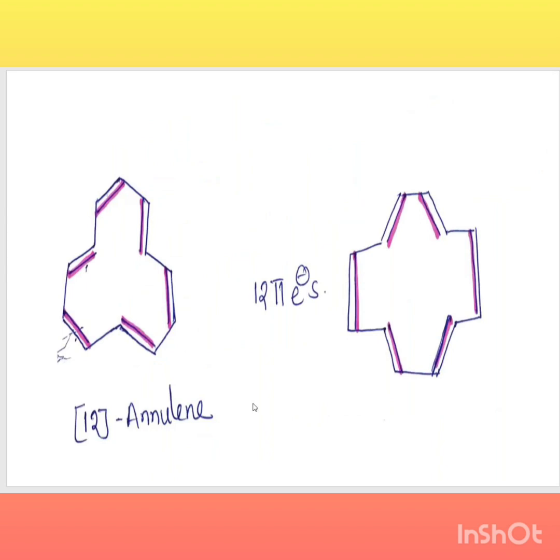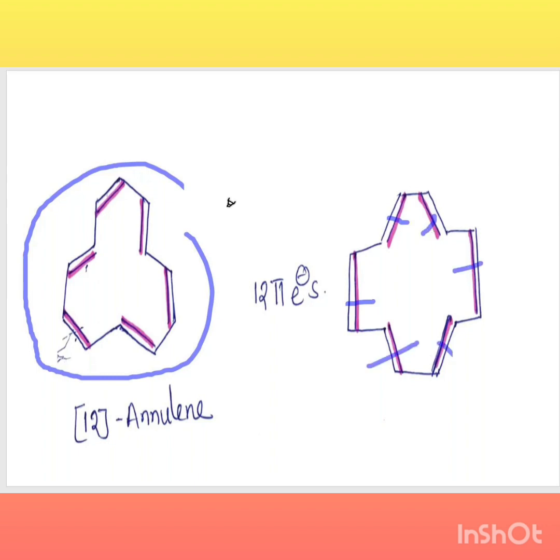Another good example is 12-annulene. How many pi bonds are there here? 1, 2, 3, 4, 5, and 6. 6 into 2 is 12 pi electrons. So 12 pi electrons is there, that is 4 into 3.